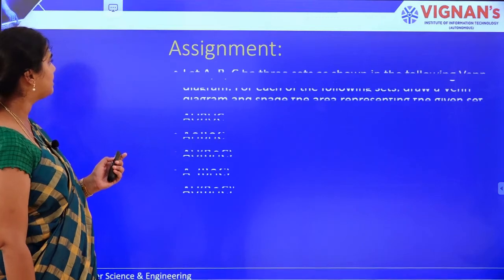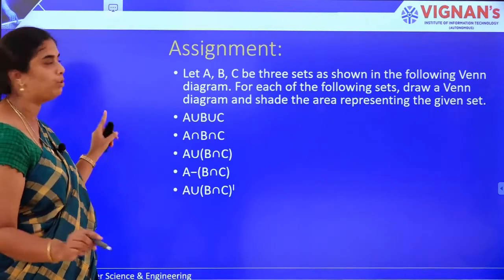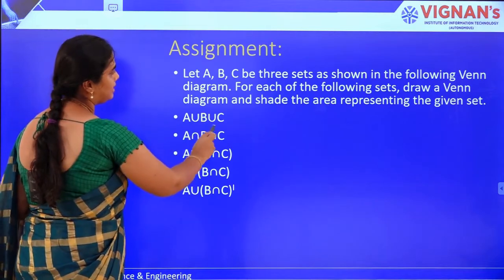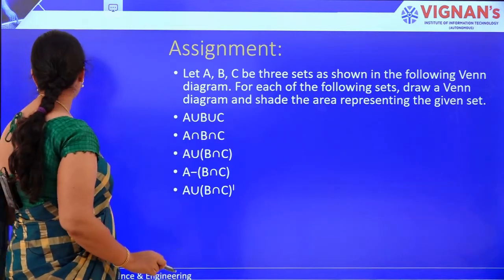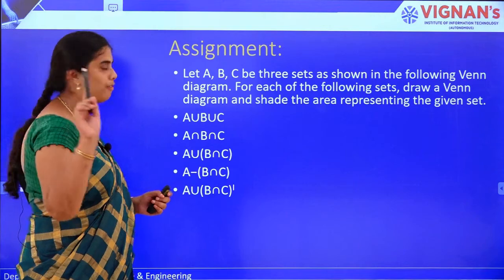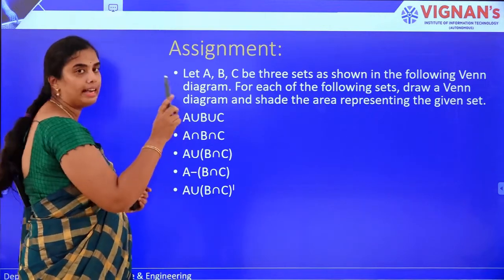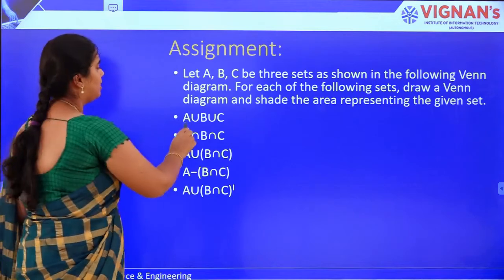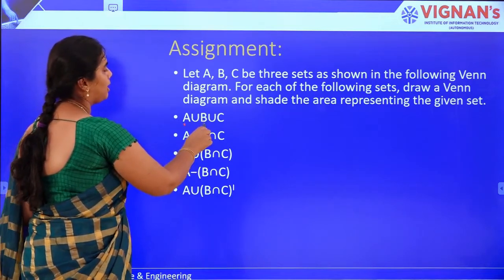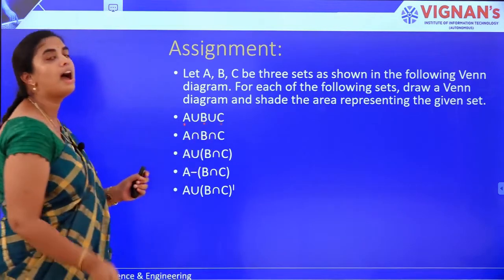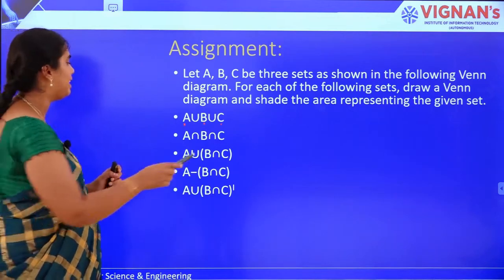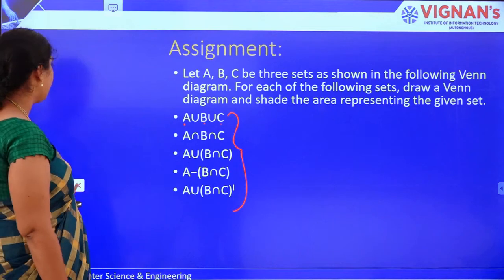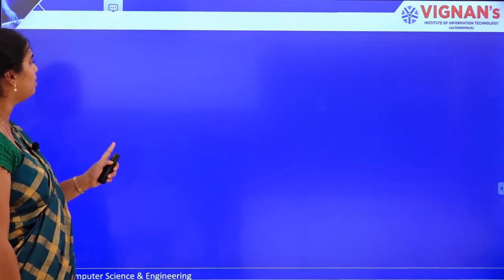So this is the assignment which you need to solve. You need to draw the Venn diagrams of all these sets. You can take the elements of your wish. There is no compulsion. You can take any number of elements. Suppose you take 3 elements for A, 3 elements for B and 3 elements for C, and try to draw the Venn diagrams for all these 5 operations. Okay, this is the assignment for you.